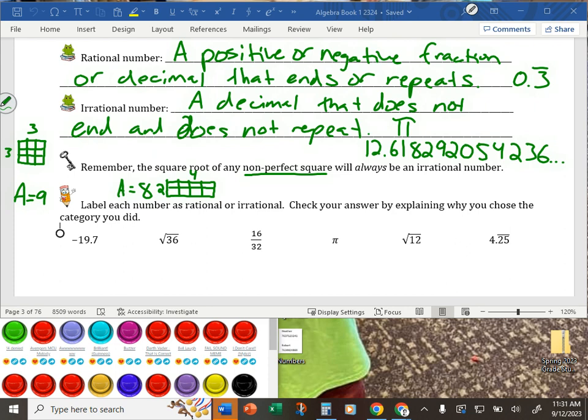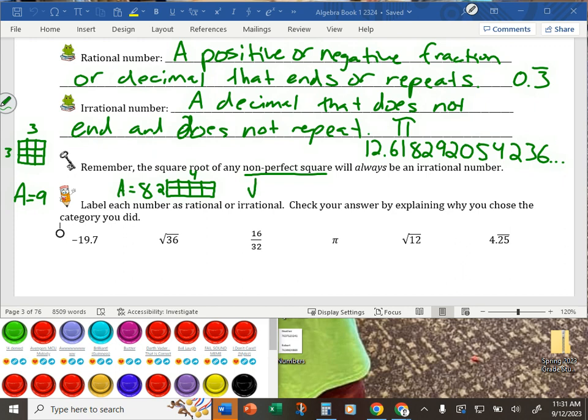And so that's where perfect squares and non-perfect squares come from. If you can make a square with an area of a given number, it's a perfect square. If you can't, it's a non-perfect square. Okay? So how about 36? Is 36 a perfect square? Yes. What would the side lengths be of that square? 6, right? Because 6 times 6 equals 36.